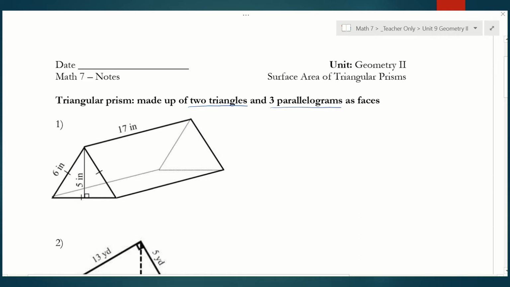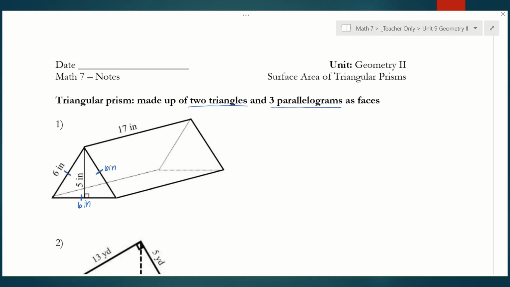So in the first example, you guys should see that we have a triangular prism here that has an equilateral triangle for its base. And so what that means is that all of the sides of your triangle are 6 inches. So we can label that. And the way I could tell that it was an equilateral triangle is because it had these marks here. Remember, those are called tick marks, and it shows you that all of the sides are the same.